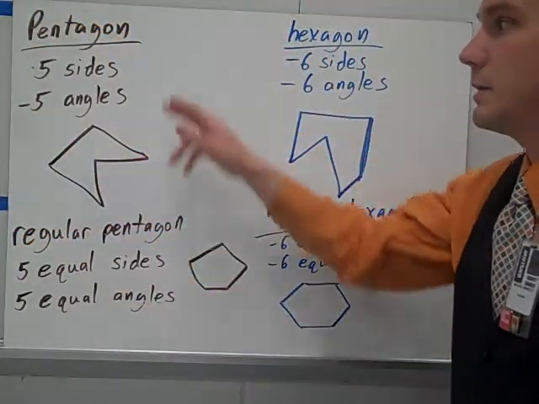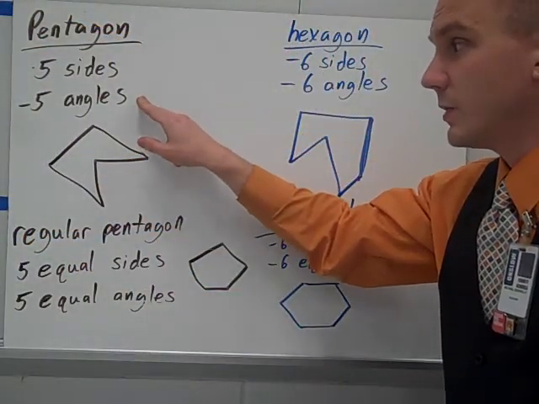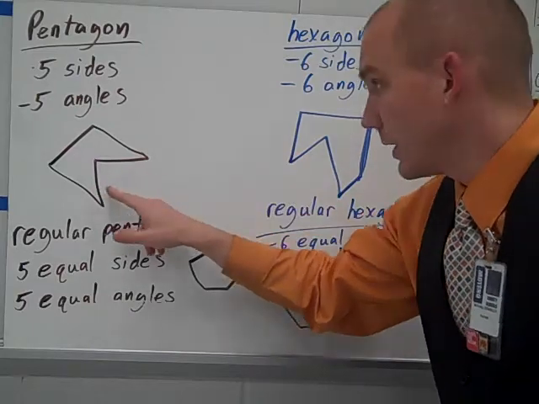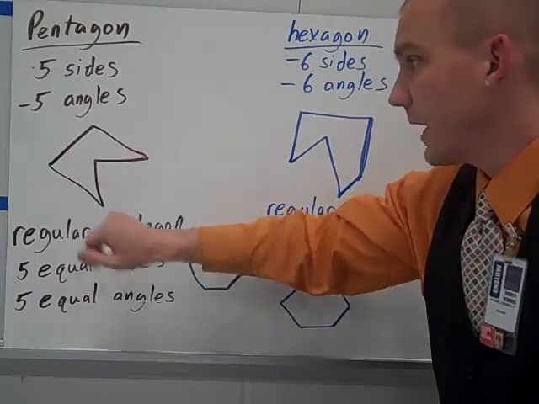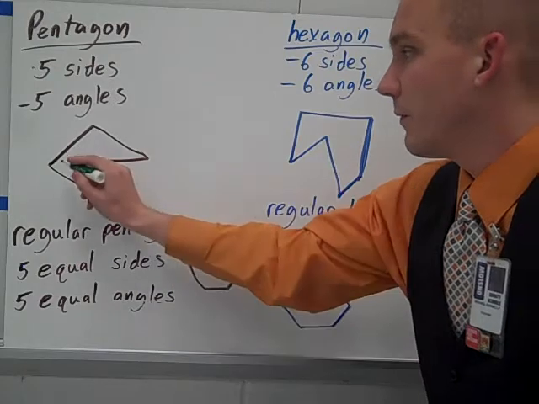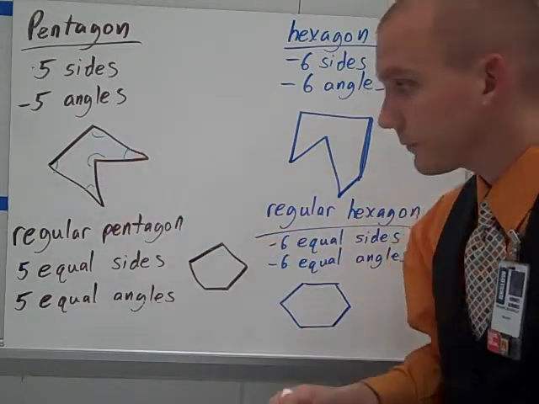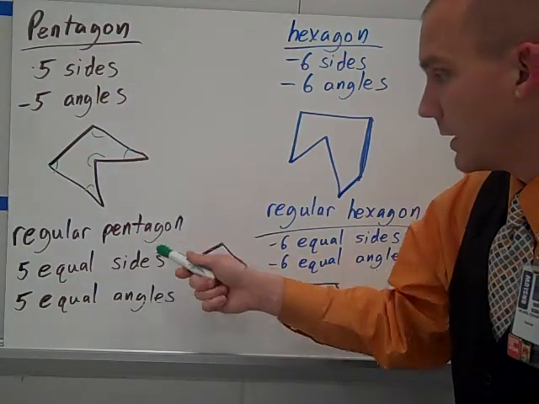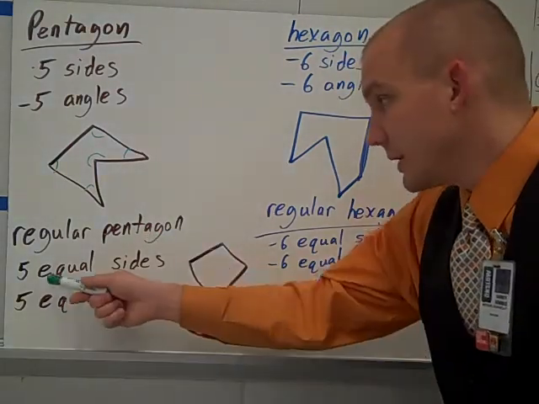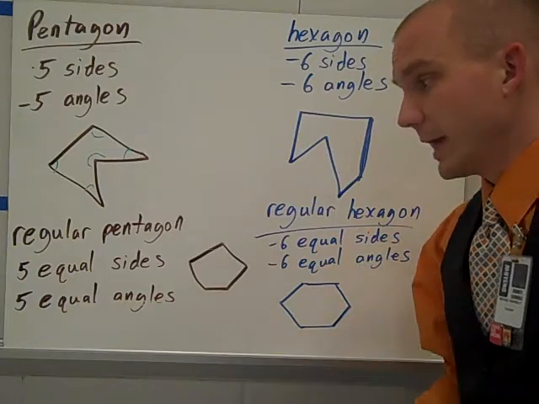A pentagon has 5 sides and 5 angles. Here's an example of what one might look like. You have 1, 2, 3, 4, 5 sides. And then you have 1, 2, 3, 4, 5 angles. A regular pentagon will look something like this. It is 5 equal sides, 5 equal angles.